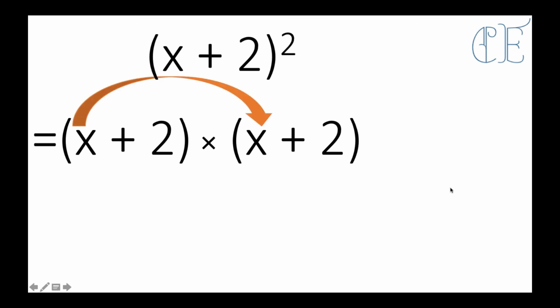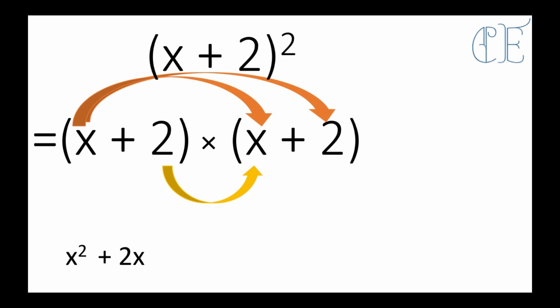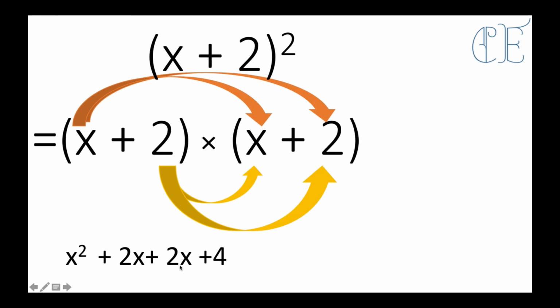So we need to do x times x, which is x squared, and then x times 2. Well, that's a positive 2, so it's 2x, so we can put the 2x there. And then we need to go to the bottom line. 2 times x, again, is 2x, and then 2 times 2 is 4. Now, don't forget, we can simplify these x's. We actually have 4 x's altogether, 2x plus 2x, which gives us x squared plus 4x plus 4.